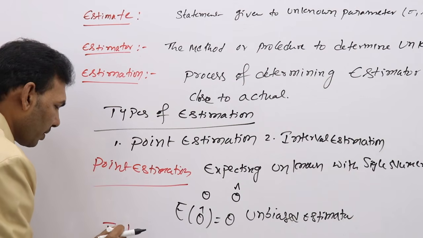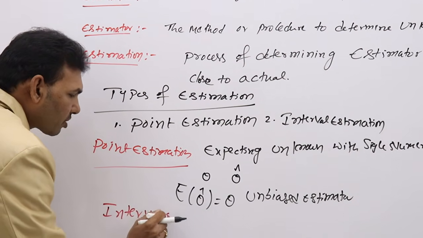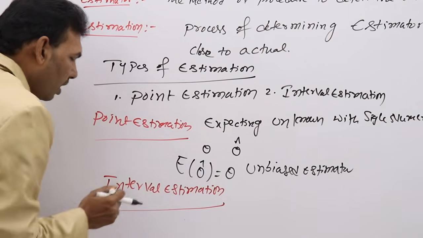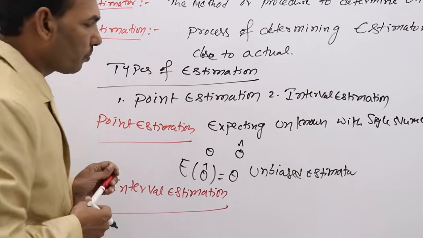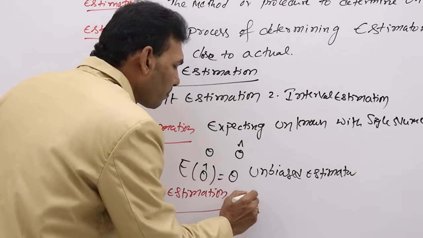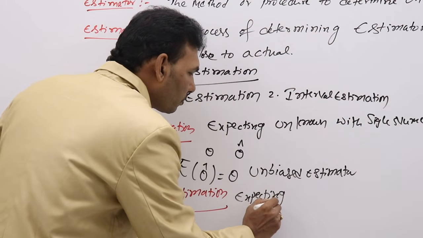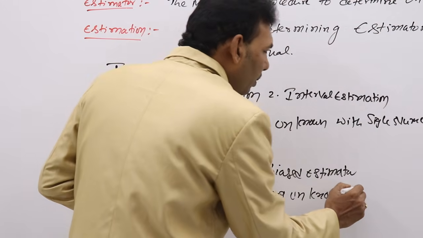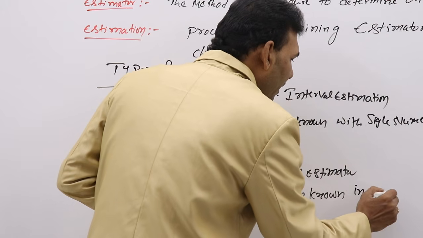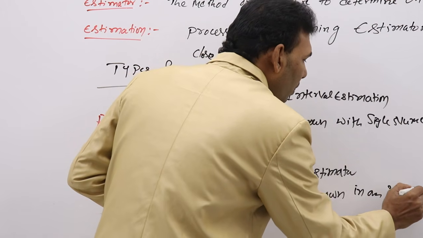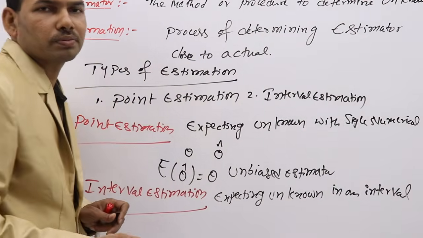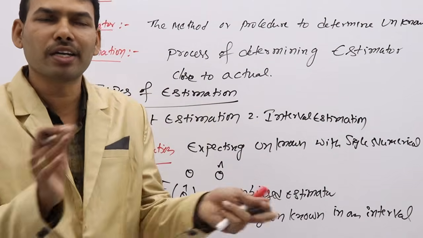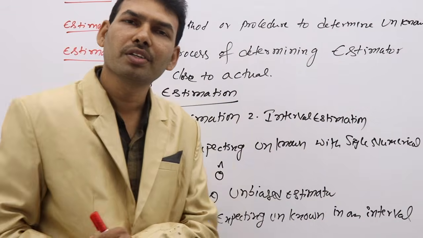Interval estimation means expecting an unknown parameter value with an interval, expecting the unknown value in an interval using two values. How many marks may you get? If anyone asks after writing the exam, I may get in between 50 to 60.